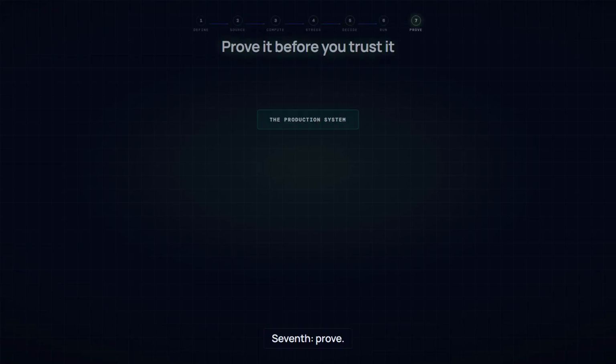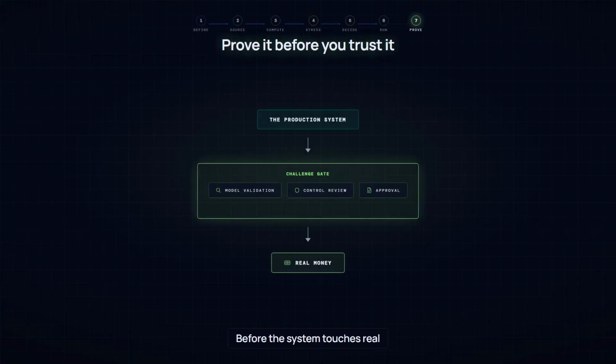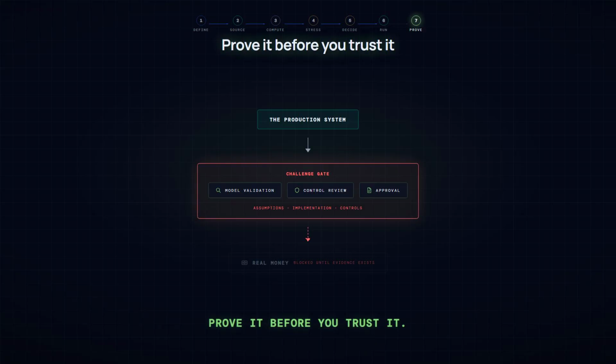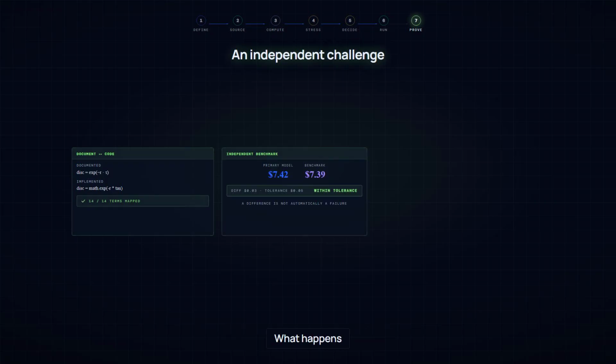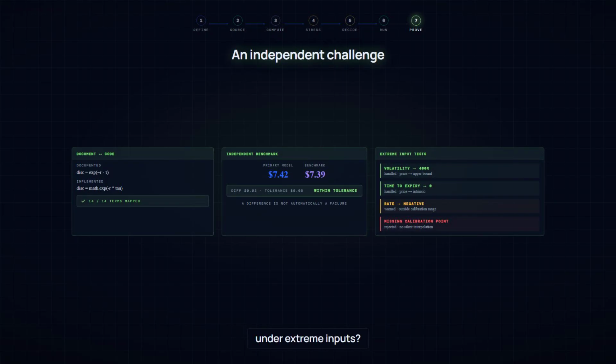Seventh, prove. Before the system touches real money, its assumptions and implementation must be challenged. Does the code match the documented model? Does it agree with an independent benchmark? What happens under extreme inputs? Where can calibration fail?